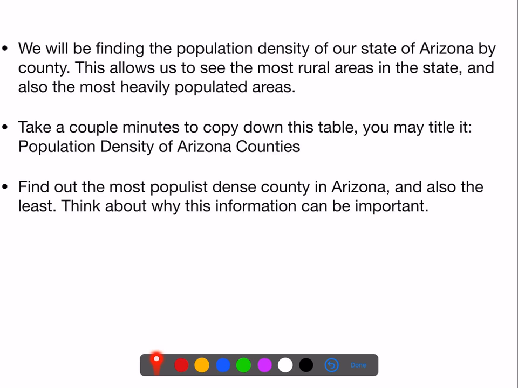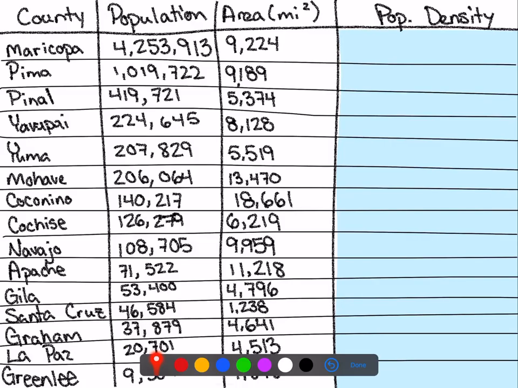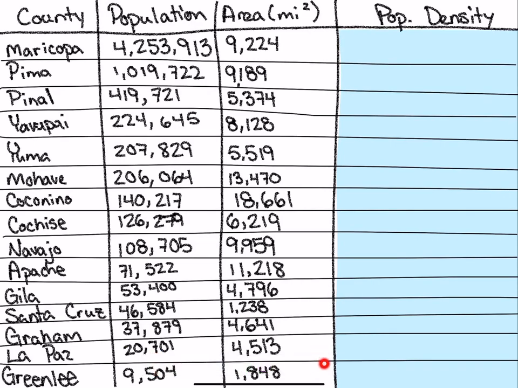In your notes, you're going to copy down the table on the next slide, the population density of Arizona counties. That's how you can title it. Then you're going to be finding the most populous dense county in Arizona and also the least. Think about why this information can be important as you work through it. So go ahead and take a minute, copy down this table. You can pause the video if you need to, and we'll be talking about this in just a minute.